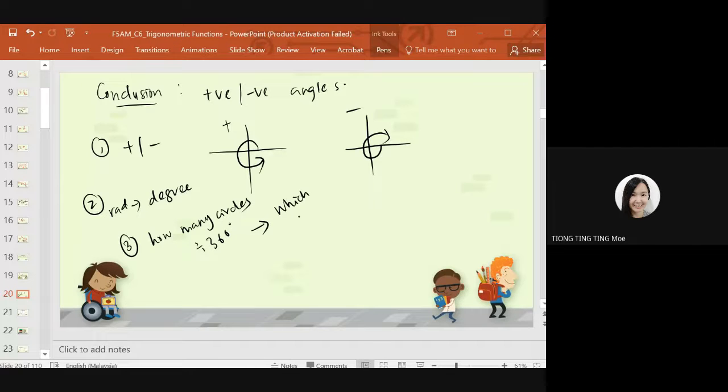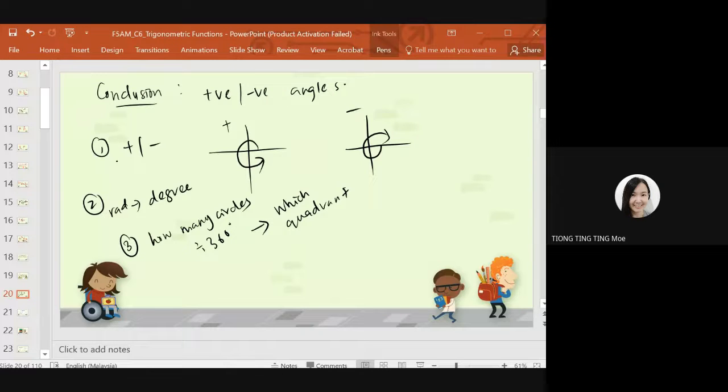You have to know mana satu quadrant. Boleh? Electrical boleh? Mana satu quadrant. Macam mana kamu boleh sambil chatting, sambil tengah cikgu ajar, pandai betul kamu orang.